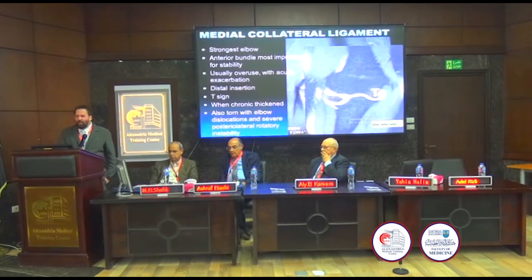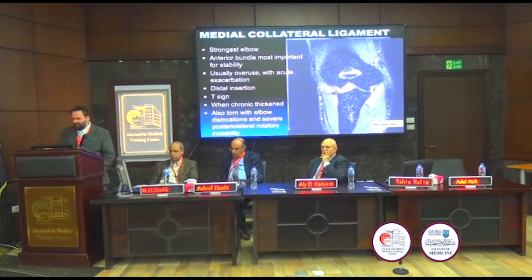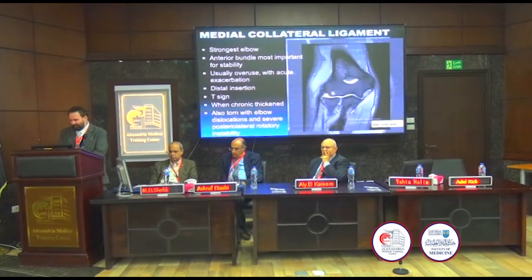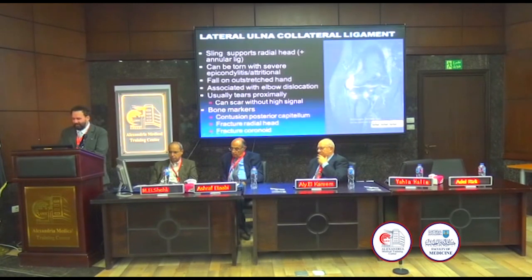Here's another tear, MR arthrogram, the contrast is getting into the ligament, and that's called the T sign, because it looks like a T on its side. So the fluid that gets in there looks like a T that's been rotated 90 degrees. That's very classic for bifurcated medial collateral ligament tears, which are usually partial. And another medial collateral ligament tear here. Thickened chronic medial collateral ligament, no fluid in it.